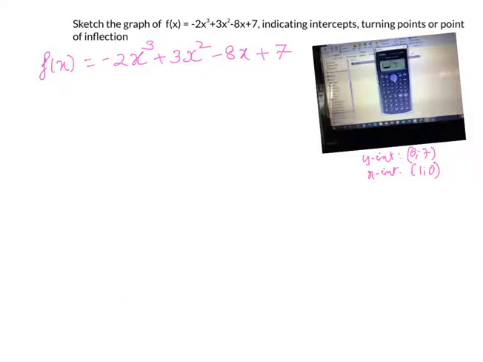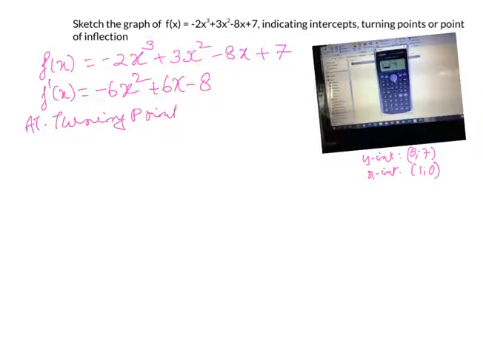Now, my second step is to find the turning points. To find the turning points, I first find the first derivative, f prime of x. My f prime of x is negative 6x squared plus 6x minus 8. I hope now you are comfortable in finding the first derivative. At stationary points or turning points, my first derivative is equal to 0. That means again I have to solve for x here: negative 6x squared plus 6x minus 8 is equal to 0.